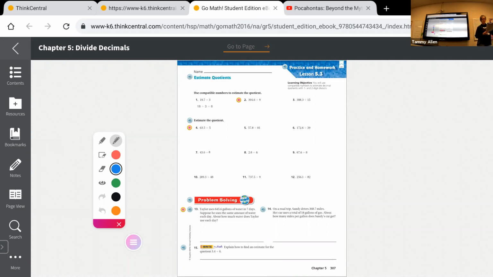Number 12, 240 divided by 80 equals 3 would be the most logical one to use there. Questions on any of those? Yes? Number 14, 400 divided by 20 equals 20, or 360 divided by 18 equals 20. Those would be the two that would be most logical to use there. Questions on that?